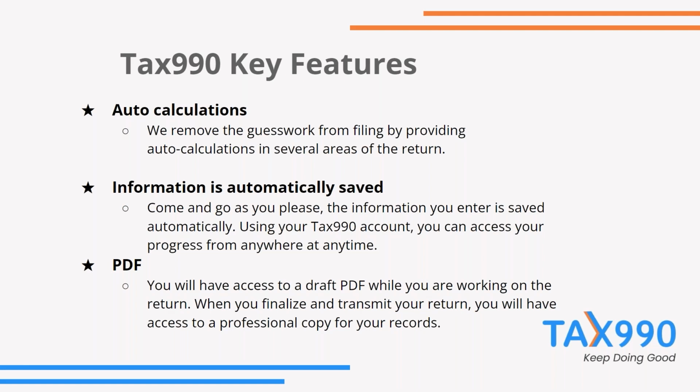We also understand that most organizations have been paper filing for years and prefer to review the return prior to transmitting or while working through the process. You'll have access to a draft PDF while you're working on the return. When you finalize and transmit your return, you'll have access to a professional copy for your records. The professional copy will remain in your account so you can print or download it at any time.